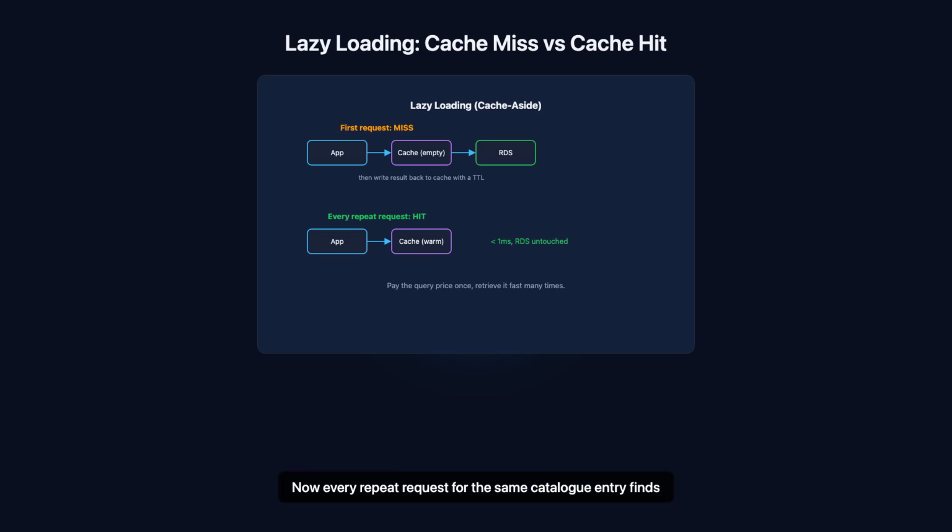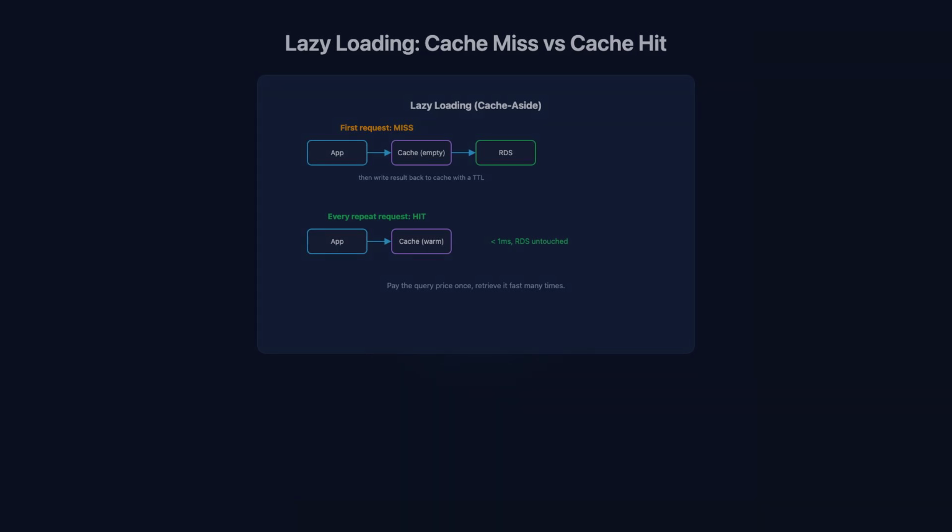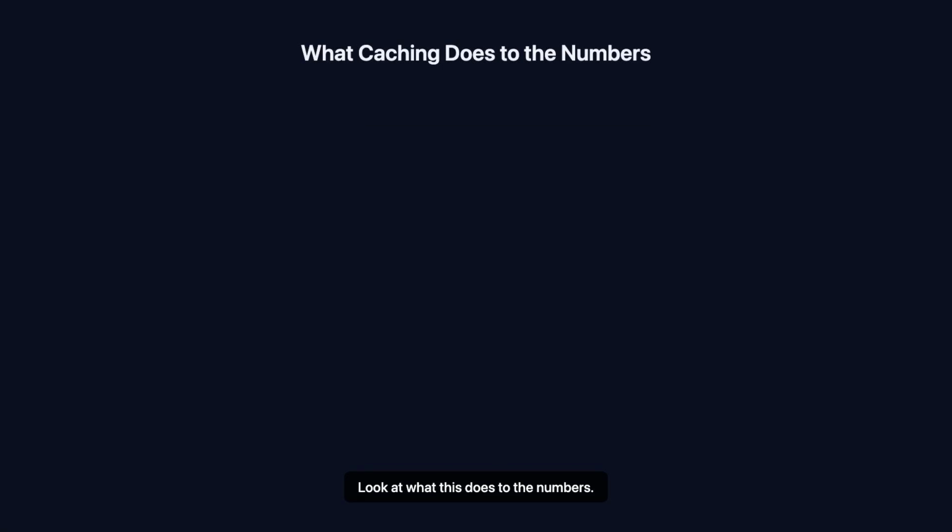Now, every repeat request for the same catalog entry finds the data already warm. That's a hit, served in under a millisecond, and RDS never gets touched. You pay the price of the expensive query exactly once, then retrieve the answer cheaply as many times as you need. Look at what this does to the numbers.